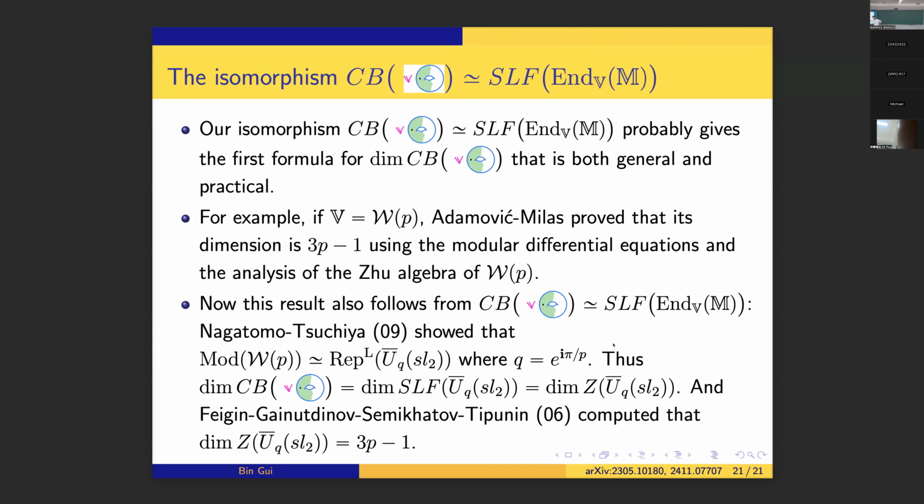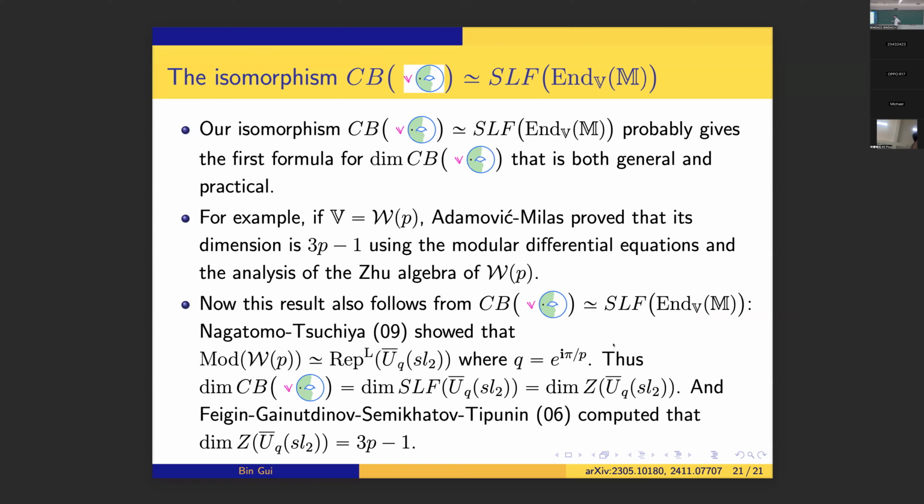It's because for the category on the right hand side, there is a very standard projective generator, which is the algebra itself. So this algebra itself is a projective generator, and it also corresponds to a projective generator of W_p. Therefore, this projective generator also has the endomorphism algebra U_q(sl2). So we can take this N to be U_q(sl2), and show that the dimension of the conformal block is the dimension of the SLF of U_q(sl2). Because U_q(sl2) has a non-degenerate symmetric linear functional, the space of SLF is isomorphic to the center of that quantum group. And it was known before that the center has dimension 3p minus 1, so combining them together, we show that the dimension of the conformal block is 3p minus 1.